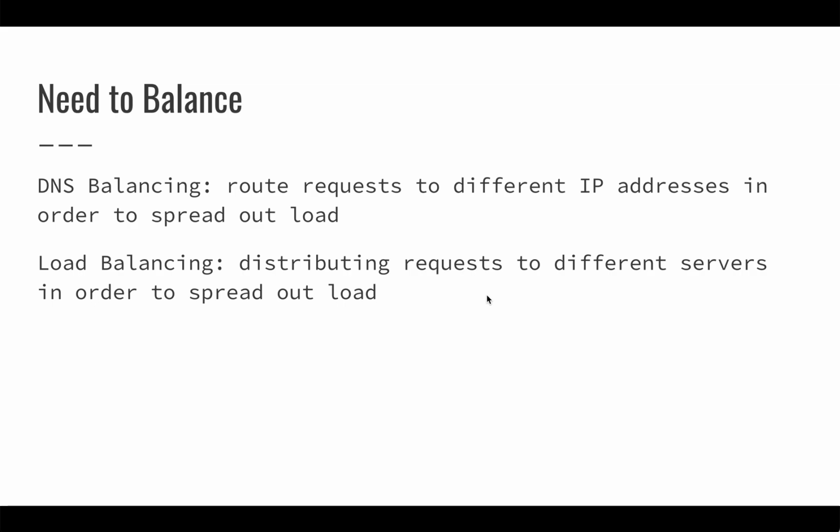Then we also have load balancing. Load balancing is where we take one of these requests from an IP address and we actually send that out to different servers in order to spread that load out. So if a request takes the machine, say, 500 milliseconds to respond, and it's getting more than two requests a second, it's actually going to get overwhelmed very quickly. So load balancing allows us to spread that out so that we don't get overwhelmed and our servers can continue to serve traffic and keep up with these requests.